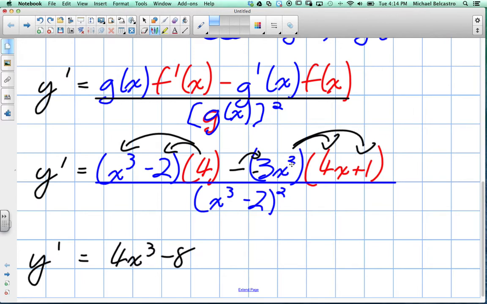So negative 3x squared times 4x. Do you know what that will give us? Negative 12x cubed. That's right. Okay, and negative 3x squared times positive 1? Minus 3x squared. Perfect.